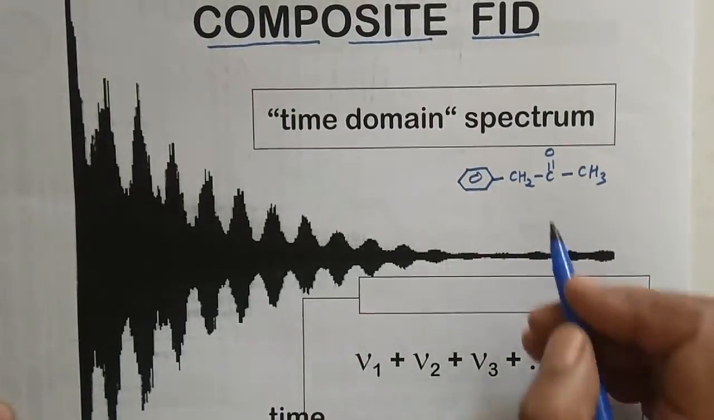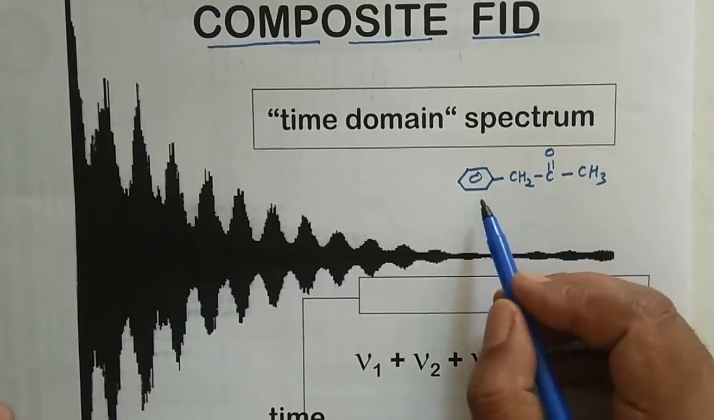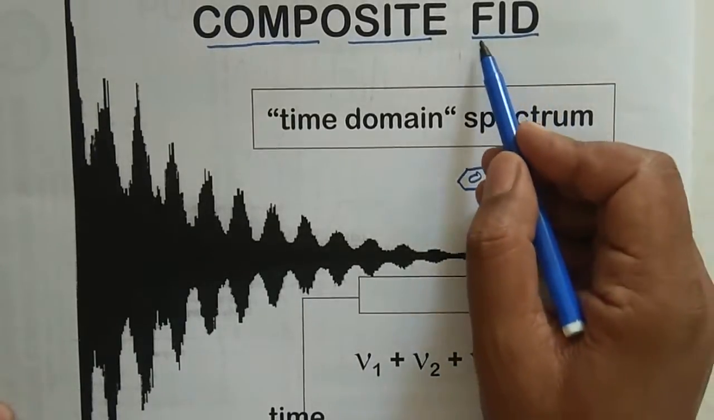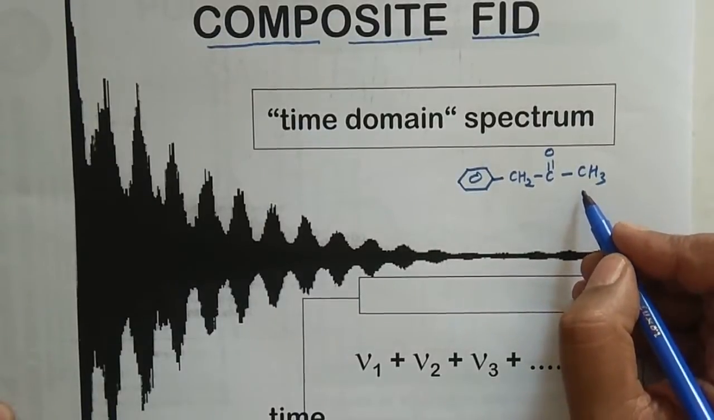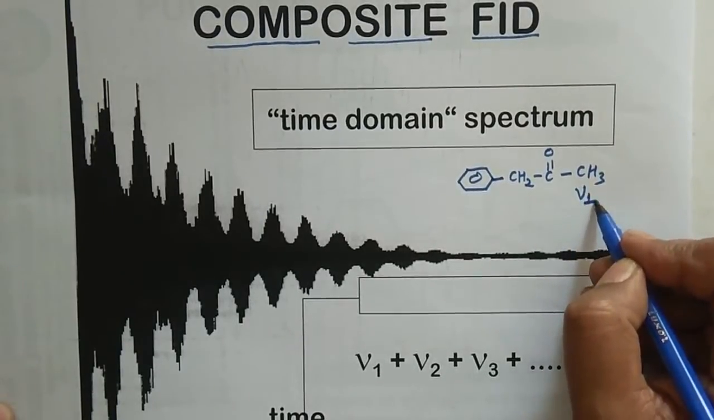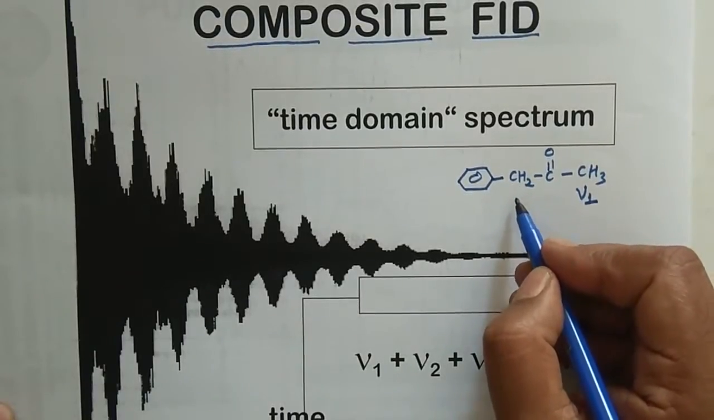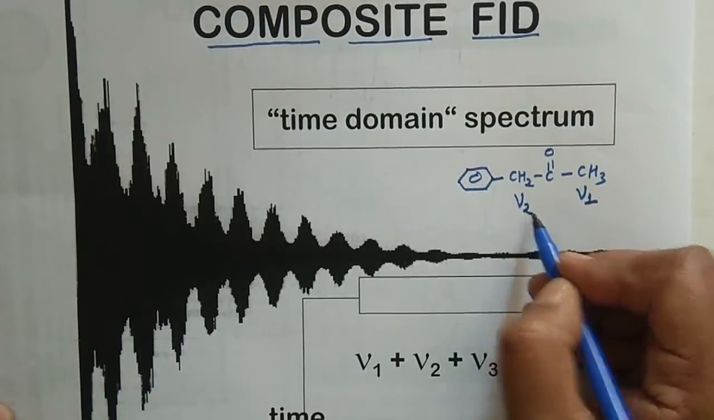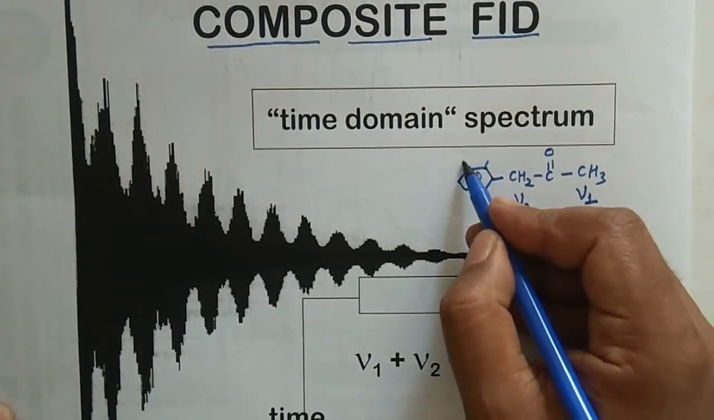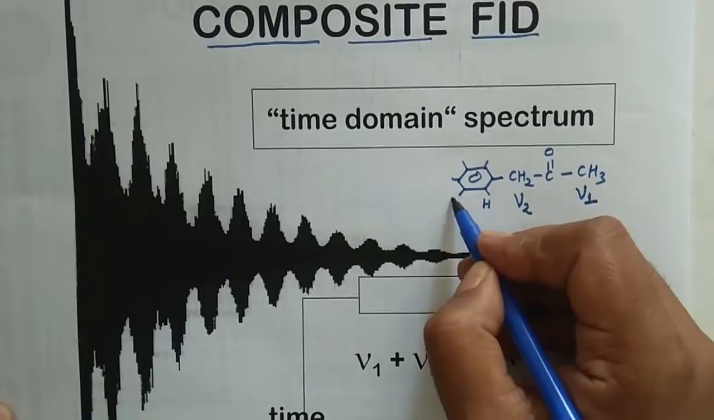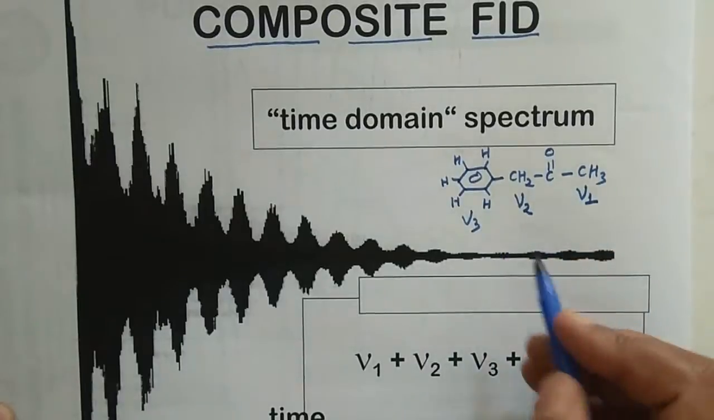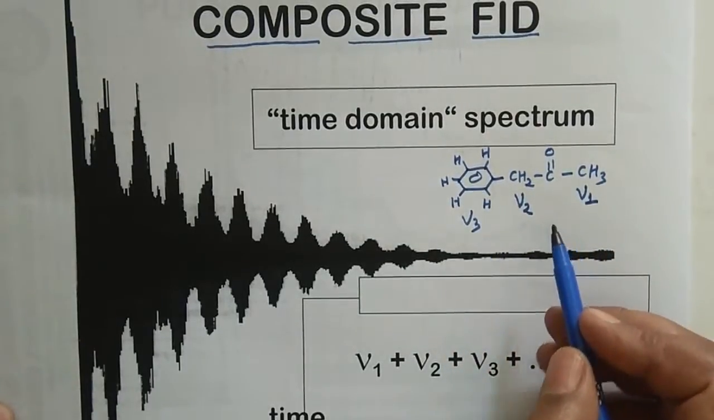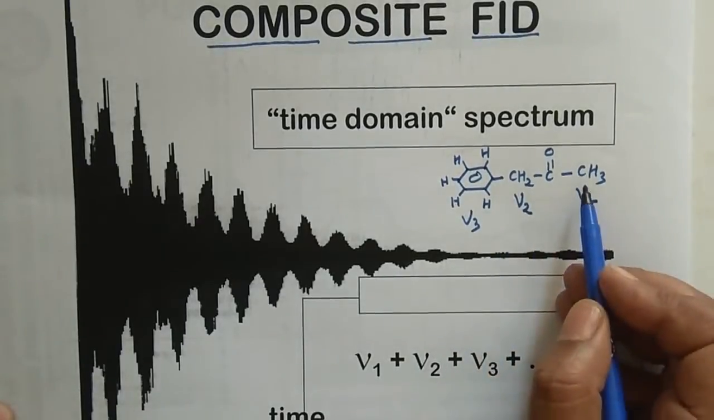When you do the NMR spectroscopy for this compound, it gives you the FID, the free induction decay signal, and that FID would look like this. In this FID, you will have the frequency of the CH3 protons, say I am calling this nu1, and the frequency of the CH2 protons, say nu2, and then of course in the phenyl ring you will have the 5 hydrogens attached, so of course nu3 is there. So this FID is the combination of these three frequencies, right?